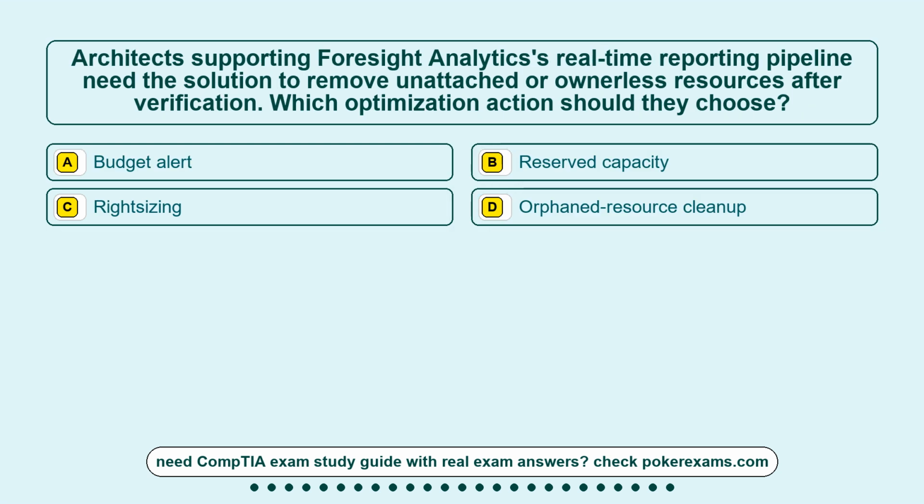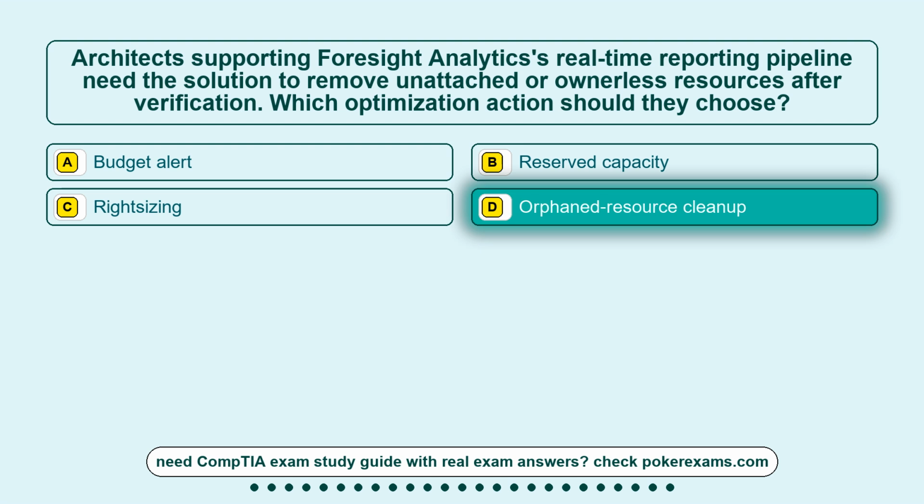Question 13. Architects supporting Foresight Analytics' real-time reporting pipeline need the solution to remove unattached or ownerless resources after verification. Which optimization action should they choose? Option A, budget alert. Option B, reserved capacity. Option C, right-sizing. Option D, orphaned-resource cleanup. The correct answer is option D, orphaned-resource cleanup.